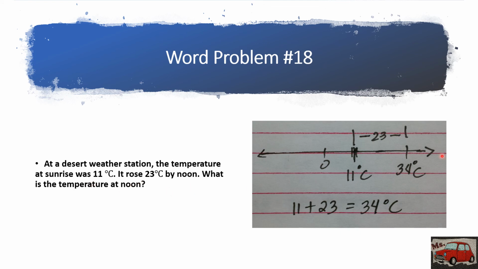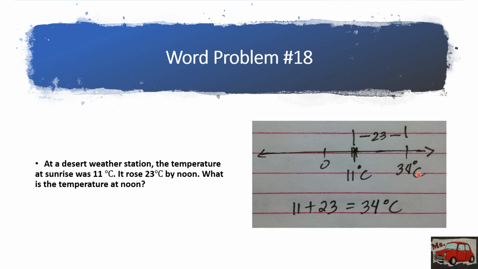Okay? So, let's use the number line. So, nag-start tayo ng 11 degrees Celsius. And then, it rose, it means tumaas. Okay? So, the movement on our number line is pakanan. So, steps tayo ng 23 and then mag-stop tayo sa 34. Okay? So, 34 degrees Celsius will be the temperature at noon.